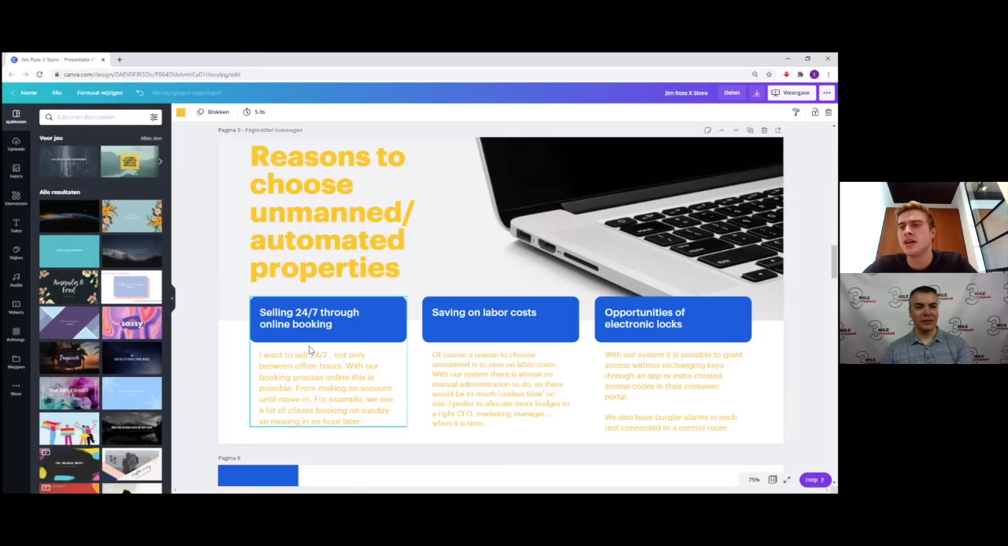That's what we see B2B is mostly happening. They want to work with access codes. That's why we saw that we had them, and our system also works with the access codes.